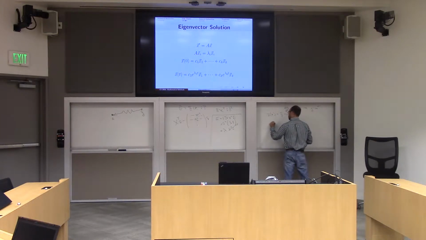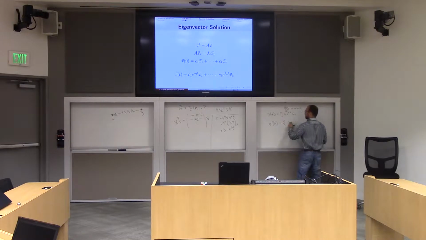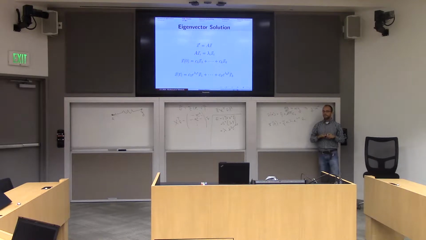x prime of t, with respect to t, what do I get? Well, this is the sum over i, and the only function of t is hiding in this exponent, so in the end I get c_i lambda_i e to the lambda_i t x_i. Yeah? That's just high school calculus, not anything fancy. And what is this product, lambda_i times x_i?